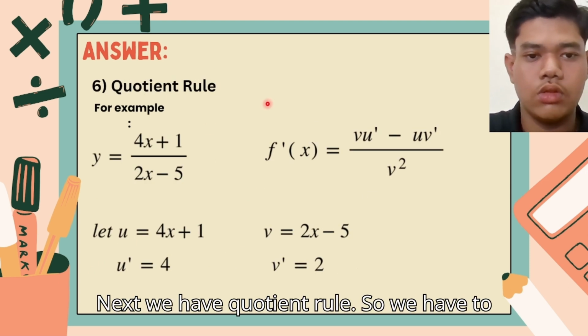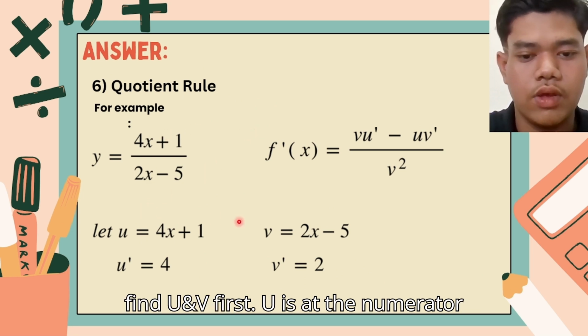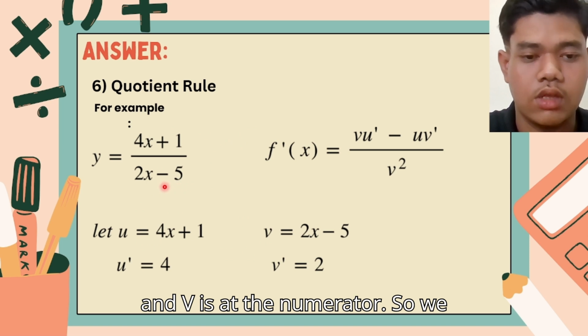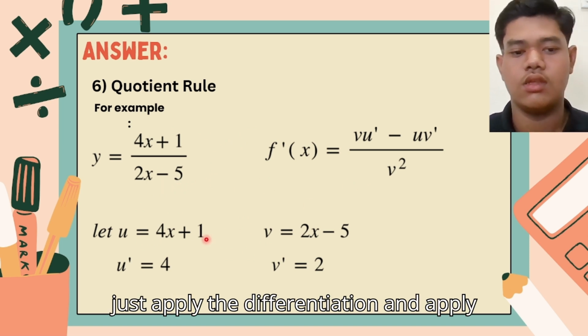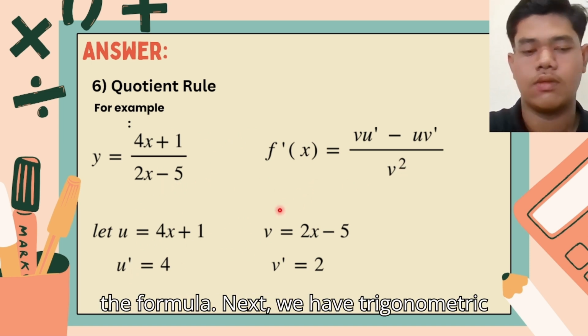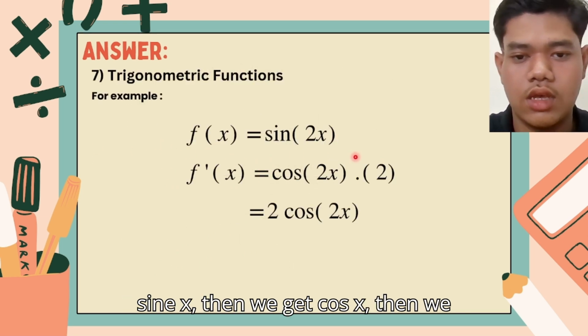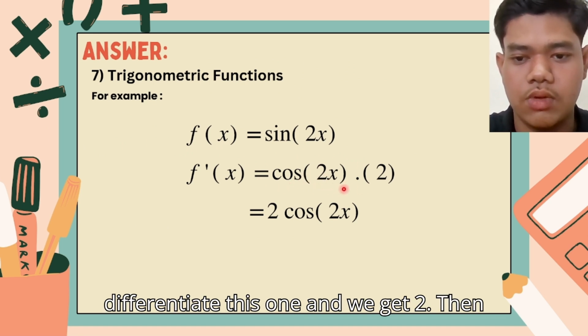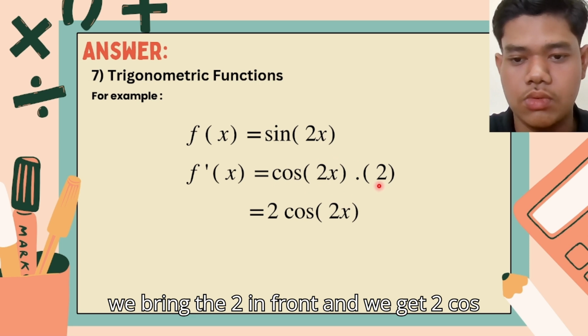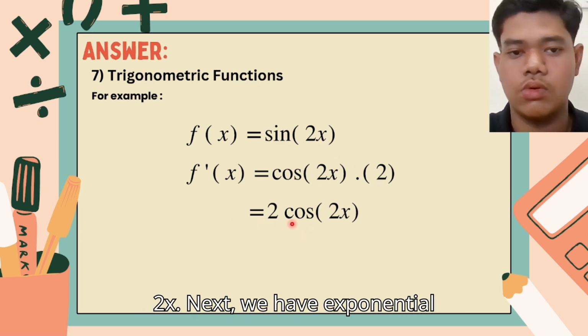Next we have the quotient rule. We have to find U and V first. U is at the numerator and V is at the denominator. So we just apply the differentiation and apply the formula. Next we have the trigonometric function. We need to differentiate sin x, then we get cos x. Then we differentiate this one and we get 2. Then we bring the 2 in front and we get 2 cos 2x.